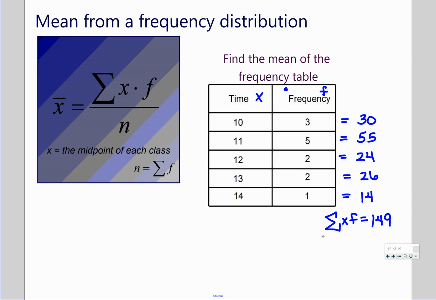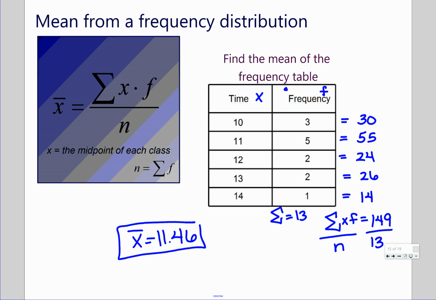Okay. Then I need to divide that by n, where n is the total number of times that I have. So to get n, you're just going to sum up those frequencies, how many times each number occurs. So 3 plus 5 plus 2 plus 2 plus 1 gives me 13. N is 13. So 149 over 13. My sample mean, my x bar, is about 11.46 if we give it a couple decimal places.